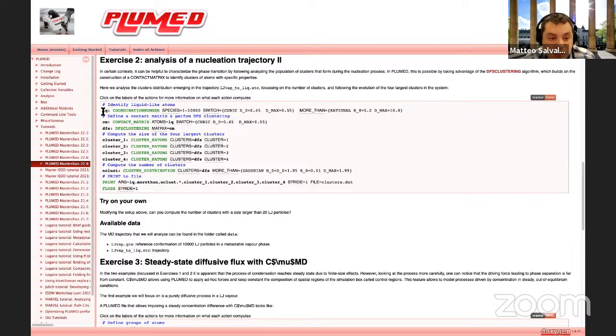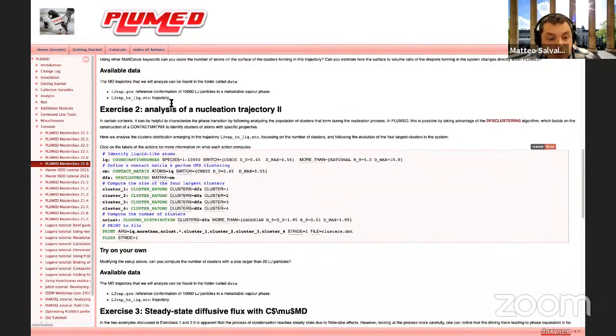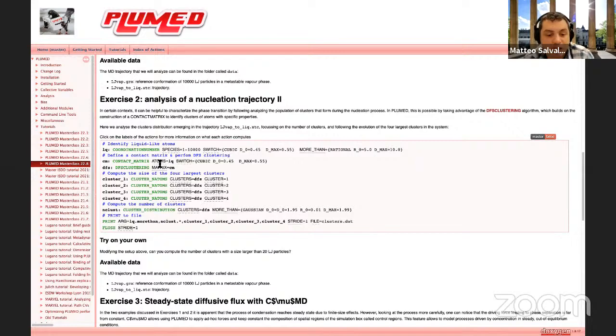In this case, we again use the coordination number action that was defined in the previous example to identify the liquid-like atoms. Then we identify which of these atoms are close enough that we can define an adjacency matrix for the system, which defines a graph of connections between all the atoms. DFS then identifies the connected components in that graph, and the largest connected component is the largest cluster in the system.